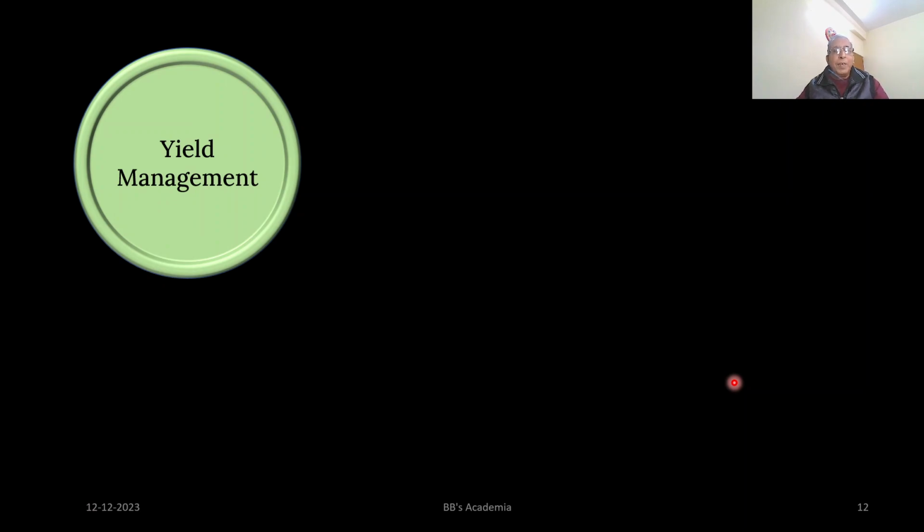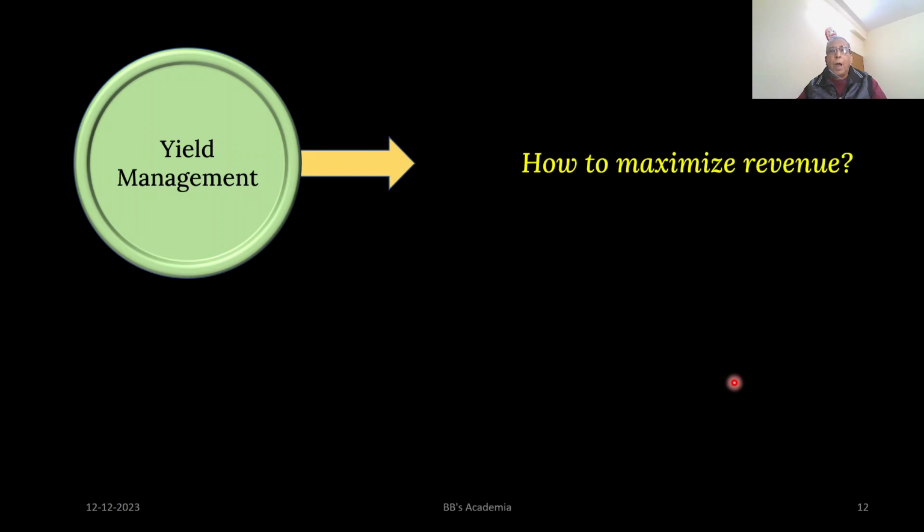So the word yield management, what does it mean? How to maximize the revenue. Suppose you have 100 rooms in your hand, and if you sell 50 rooms and get the same revenue as selling 100 rooms, then which one is better according to you? Selling 50 rooms, of course, because your revenue is maximum. That is yield management.